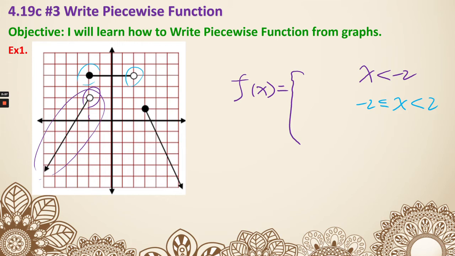Now the other one I'm going to have right here. That one actually doesn't start from 2. No one said the graph has to be all connected. Everything needs to be covered, but we can totally have a break in the middle. This is actually at 3, so x is greater than or equal to 3. Now let's write the function.